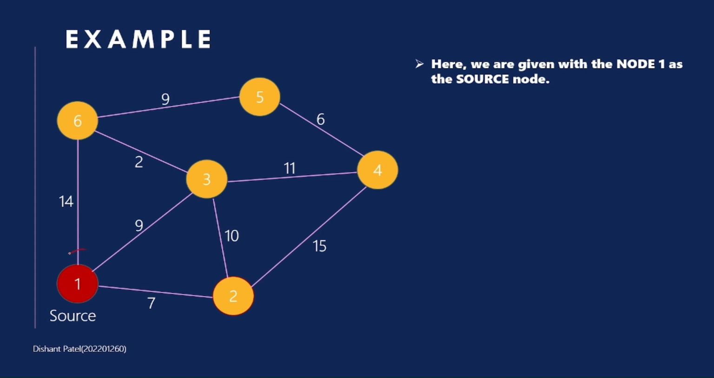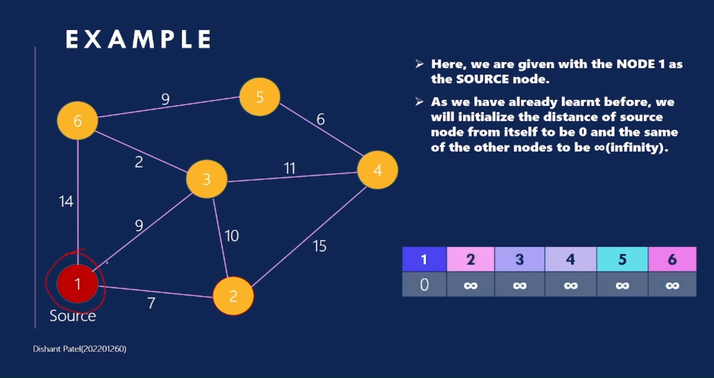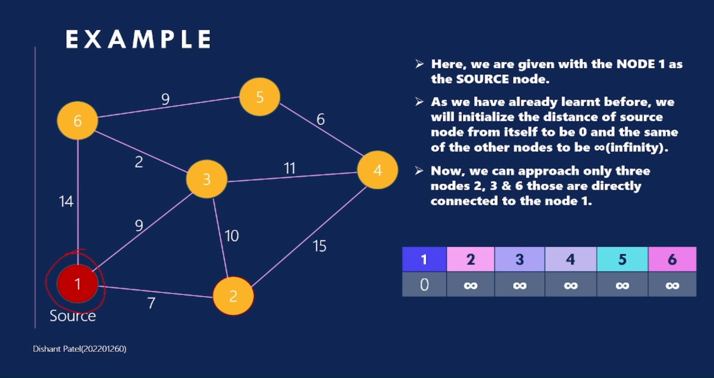Here, this red one is our main source node, and all the others are goal nodes. As we already learned before, we initialize the distance of the source node from itself to be 0, and the other nodes' distances from the source to be infinite. And now we can go to the second node, third node, and sixth node from this source node first.